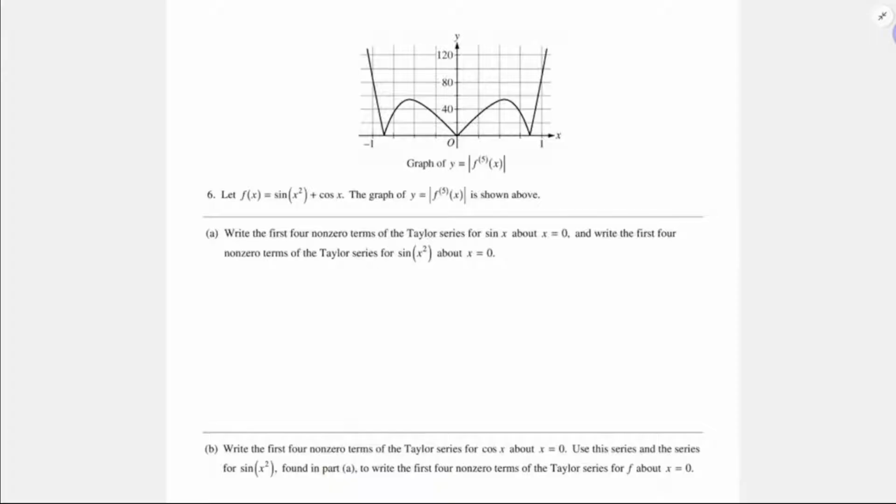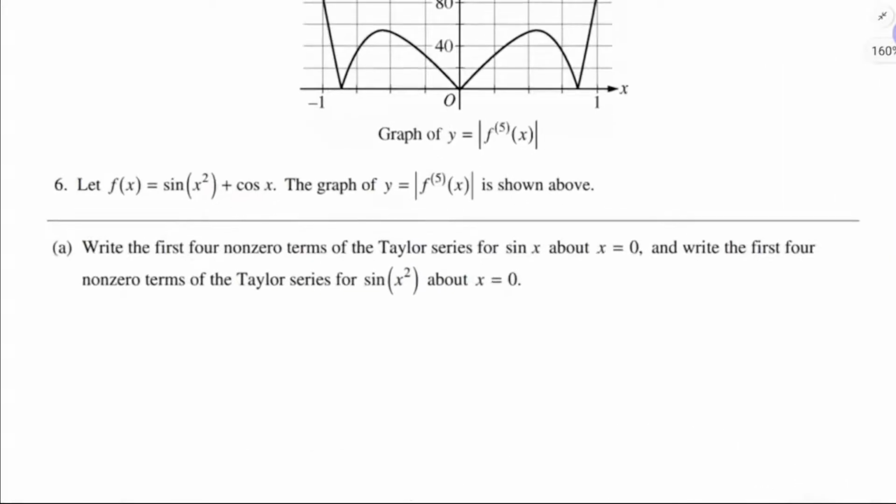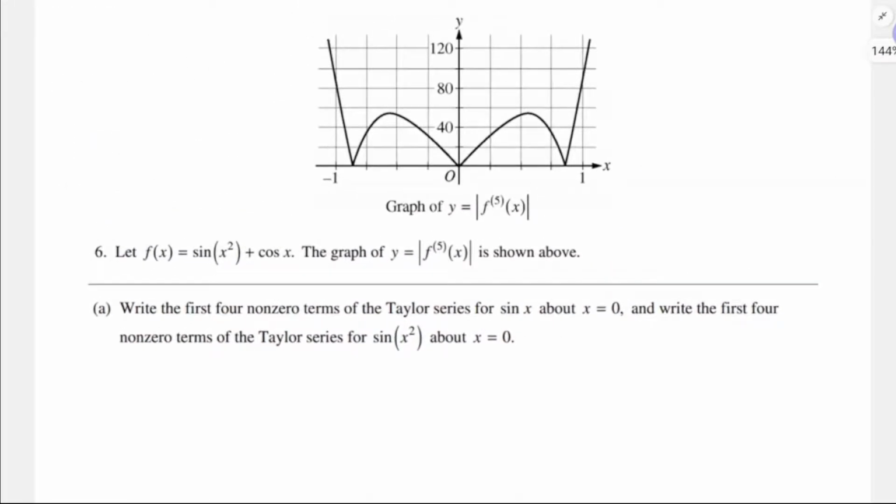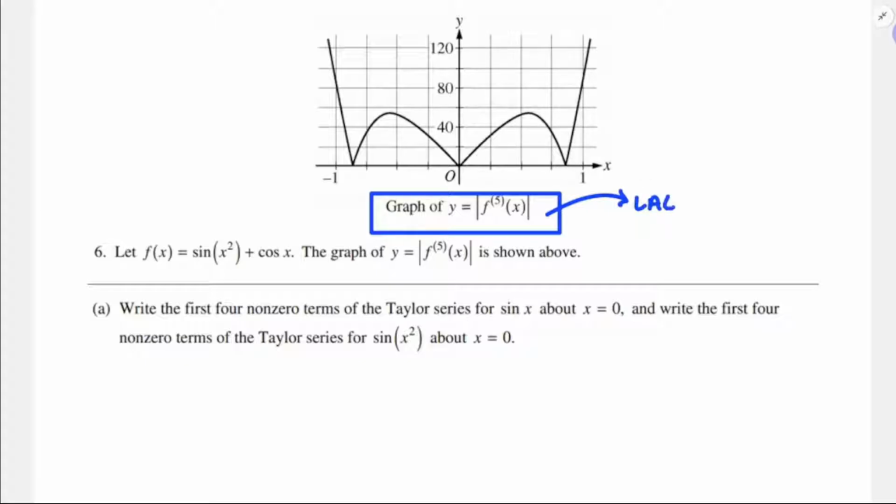Now we're going to do another Taylor polynomial problem, or Taylor series problem. We probably should look at the given information. They're giving us the graph of y equals the absolute value of f's fifth derivative. We did this pretty recently. I told you, if you ever see them presenting you with the graph of an absolute value of a high order derivative, there's really only one thing that can mean. It means we're going to be doing Lagrange error bound later.